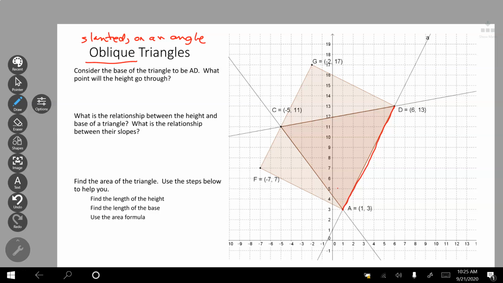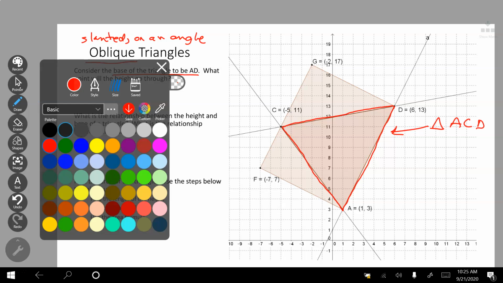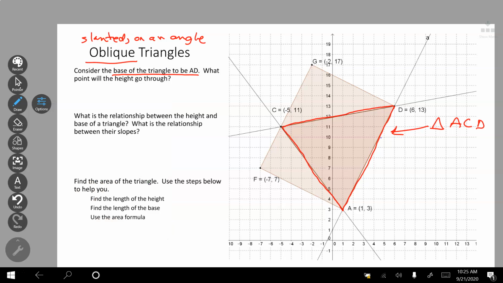A, C, D. Best I can do with my stylus. Triangle A, C, D. Okay? It says let's consider the base of the triangle AD. So this side here is the base AD.